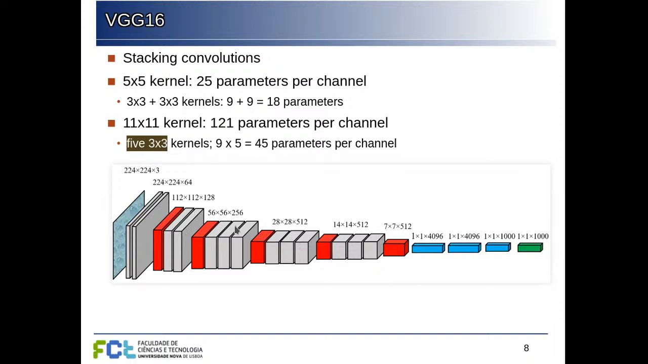So in VGG, they use stacks of 2 or 3 convolutions using always kernels of 3x3. This allowed them to create something that was equivalent to using larger kernels, but with fewer parameters, and this improved performance in the network.